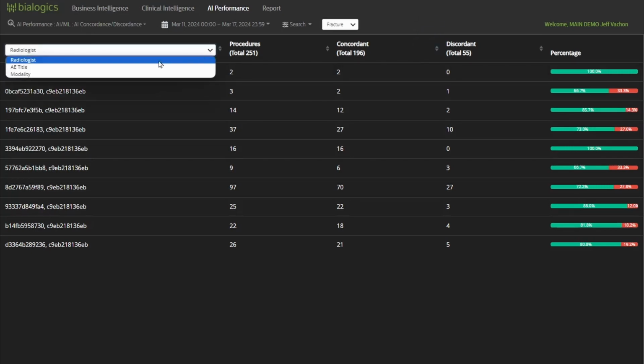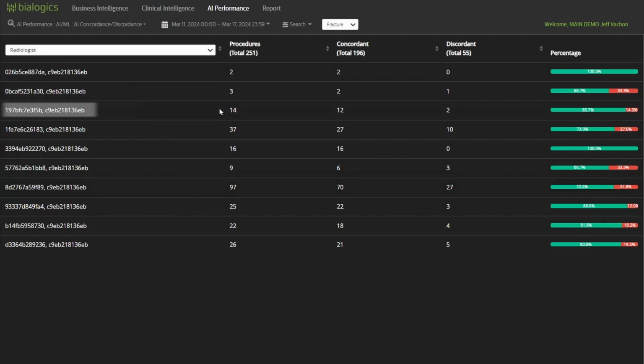We can look at it by the actual AE title or the modality. So which AI algorithms are operating at better terms. By looking at AE title, for example, we can compare different procedures, different protocols that are being used from one room to the next. By radiologists, we look at how many studies this particular radiologist performed in conjunction with the AI algorithm, how many were concordant, so how many agreed between both the radiologist's findings and the AI findings, and how many, in fact, were discordant.